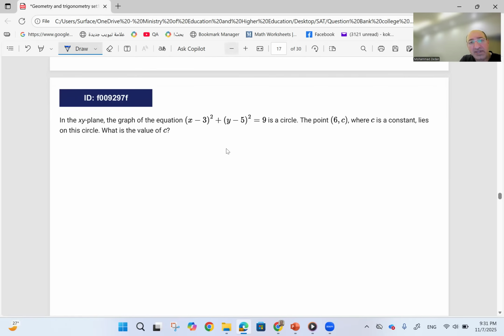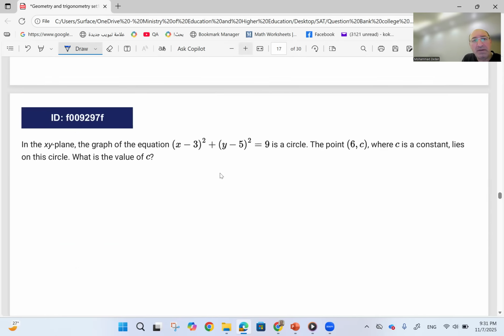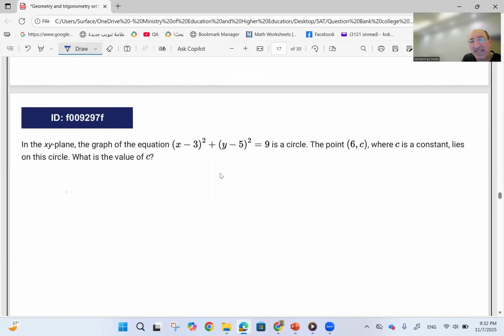Direct substitution in the equation of the circle: you can simply substitute with the point (6, c). So 6 minus 3 is 3 squared, 9. 9 plus (y minus 5) all squared is equal to 9. Removing 9, (y minus 5) all squared is equal to 0. So y minus 5 is equal to 0. Consequently, y is equal to 5. And this is the answer.